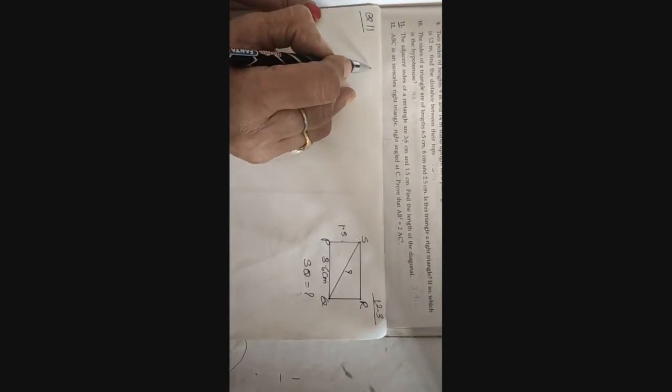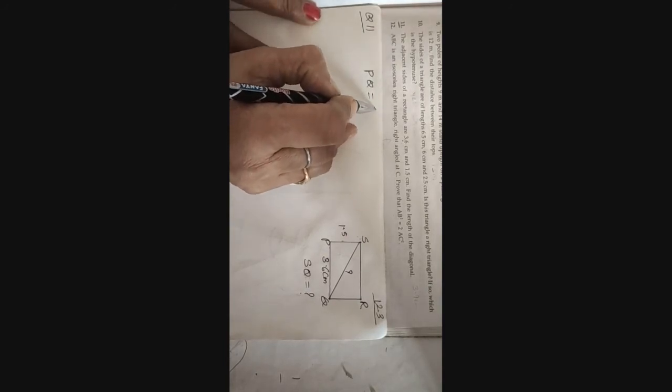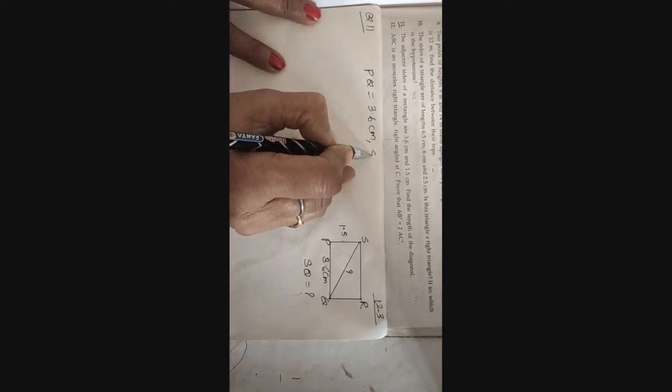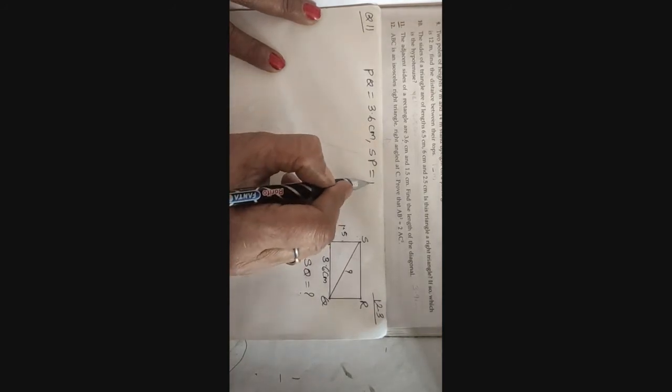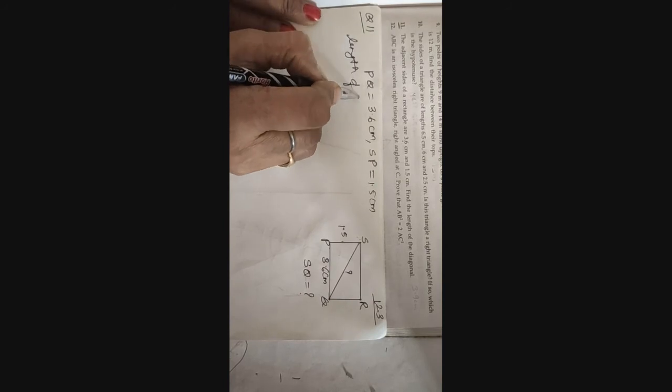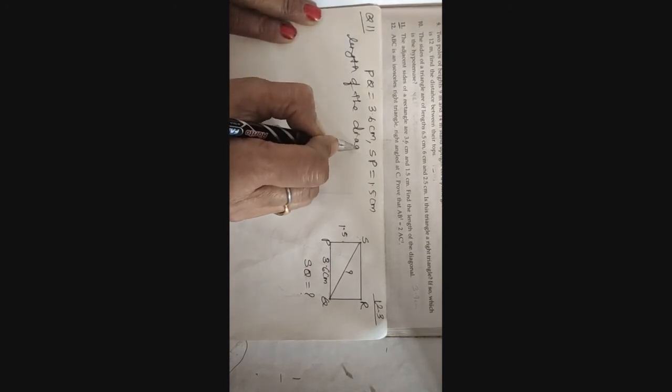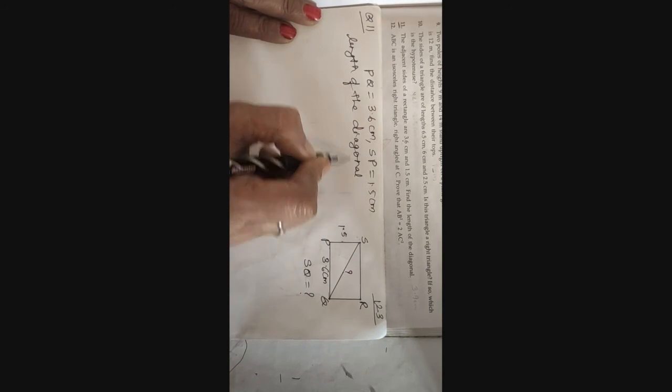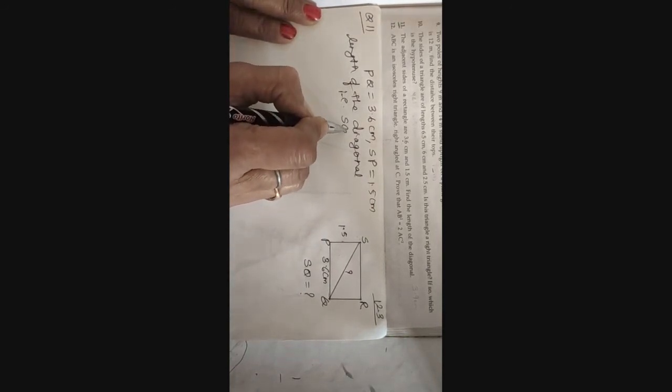You have to find the length of the diagonal, means you have to find what? SQ. SQ you have to find. So question number 11. Here PQ is how much? 3.6 centimeter. SP according to the figure is 1.5 centimeter. Length of the diagonal is what? Length of the diagonal, that is SQ. Okay, so let's find SQ.